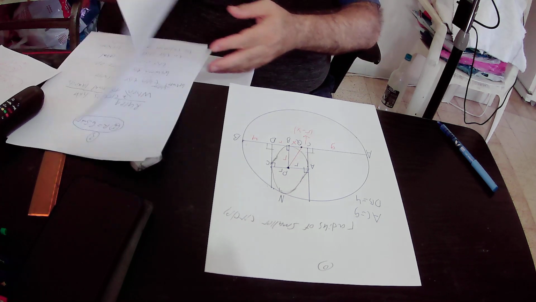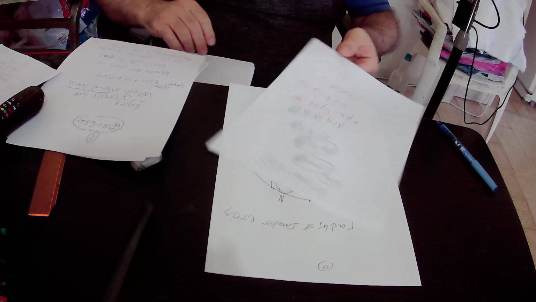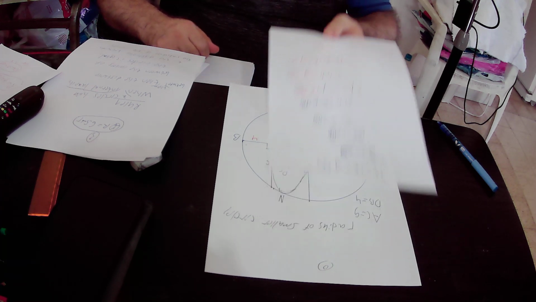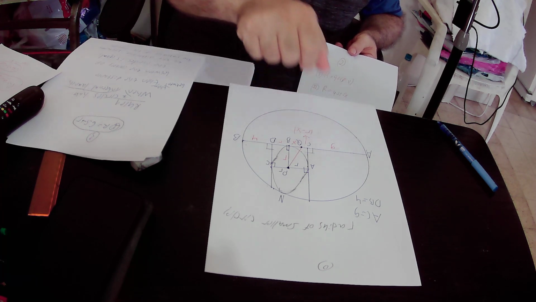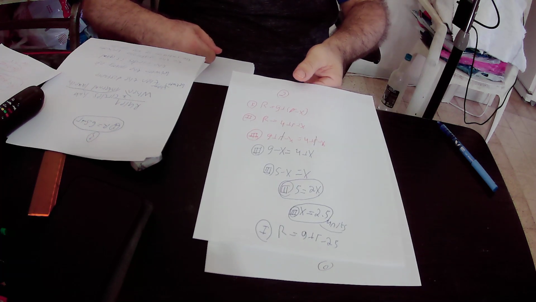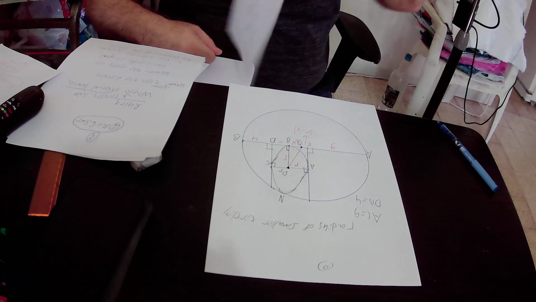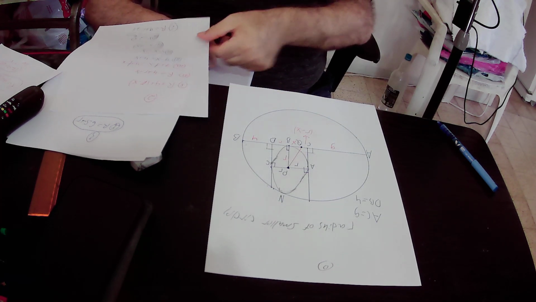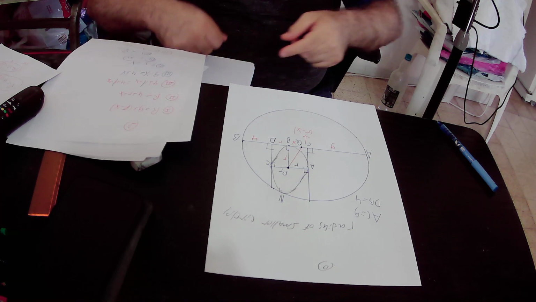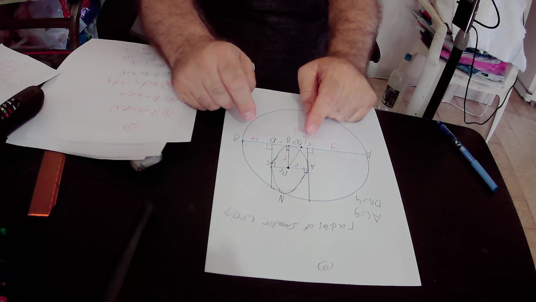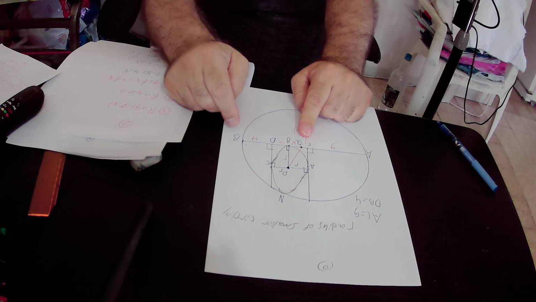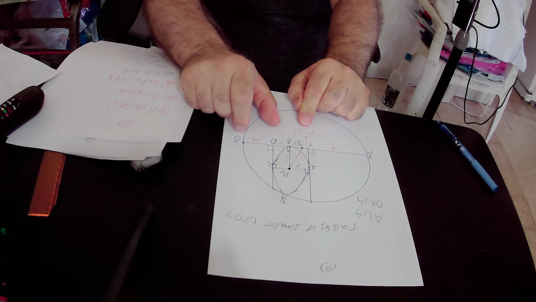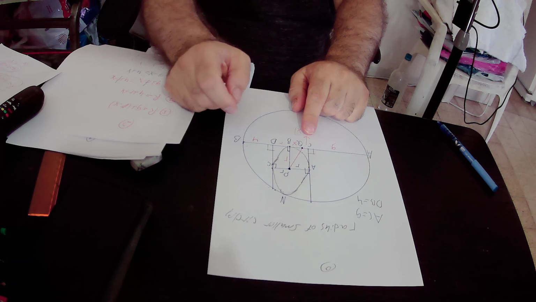AQ, that is the radius of the big circle, equals 9 plus R minus X. AC plus CQ, so 9 plus R minus X. That is the radius of the big circle from one side, and that is equation number 1. And we calculated the radius of the big circle from the other side. QB is also the radius of the big circle, so QB will be equal to 9 plus R plus X.